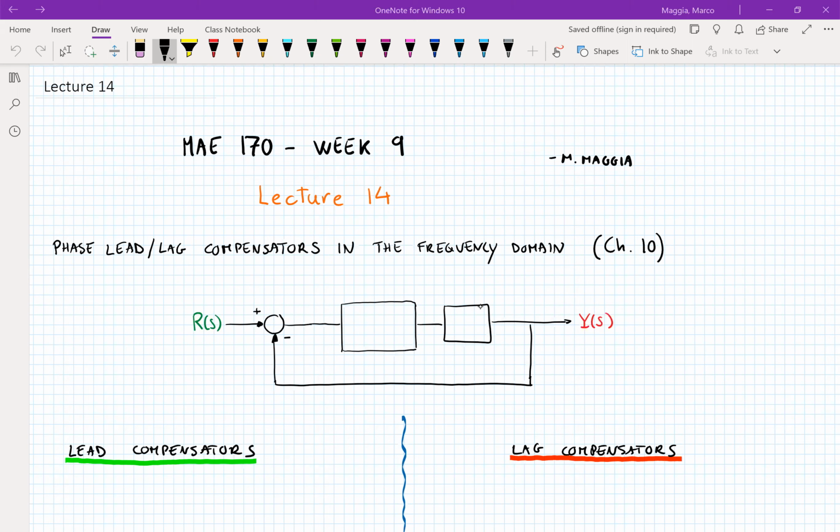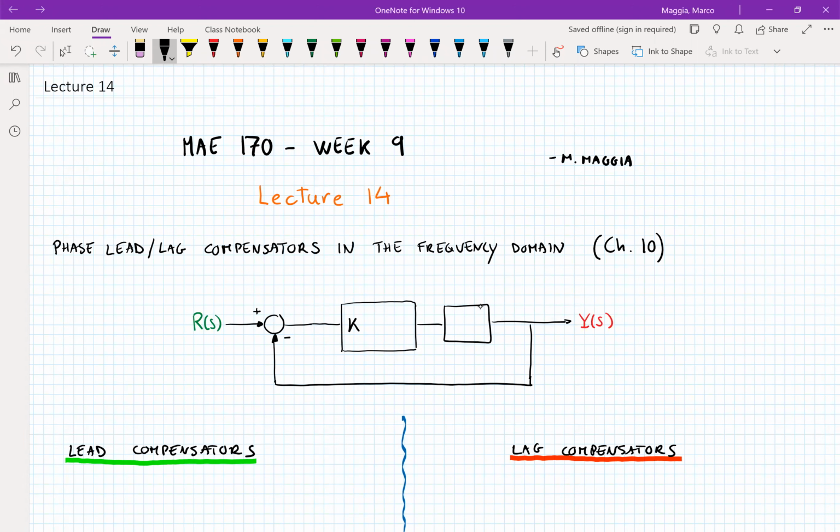So today I want to talk about phase lead and phase lag compensators, but now seen in the frequency domain context. What we will see is contained in chapter 10, and more specifically in chapters 10.3, 10.4, and 10.8. As usual, we start by considering our closed loop control system.